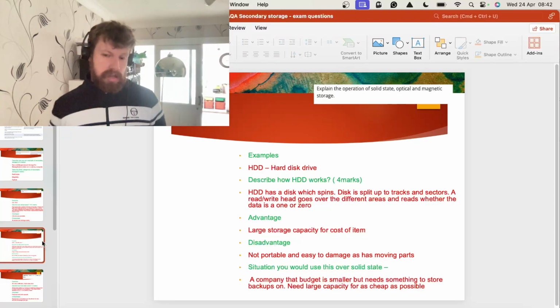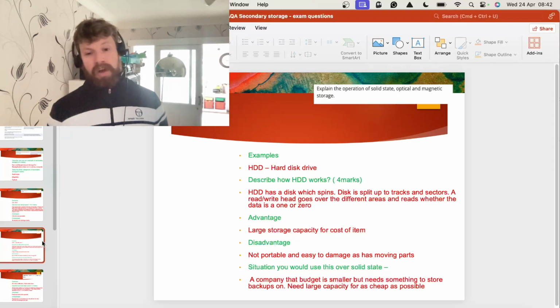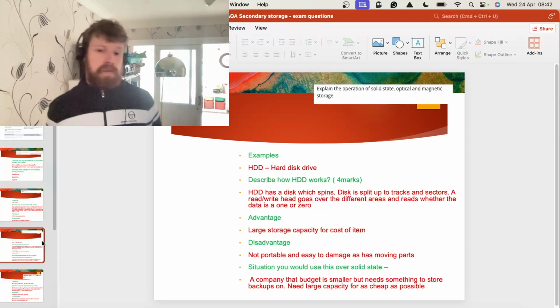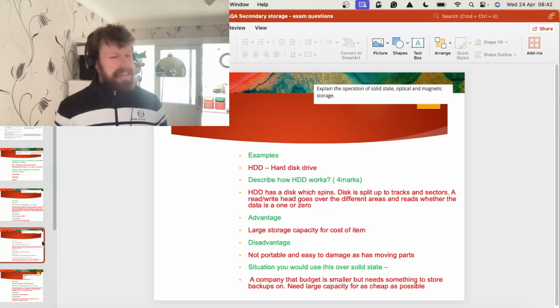So with solid state, it's got the quickest read and write speeds. And pretty much any scenario, they are going to be best. But in this situation, if you wanted to save a bit of money and you just needed huge storage, this might be the situation that you'd use it. So just trying to relate it to that question.